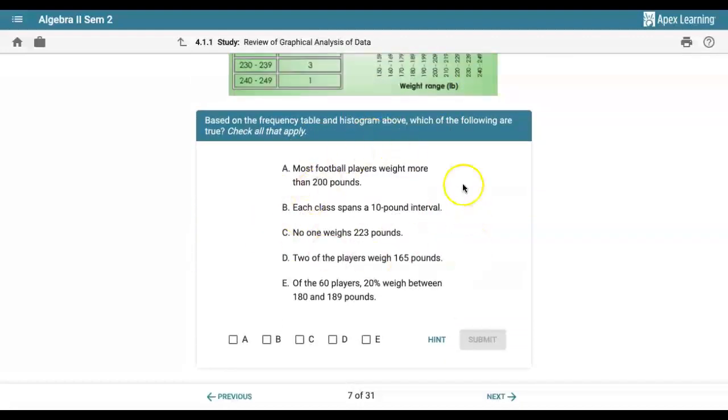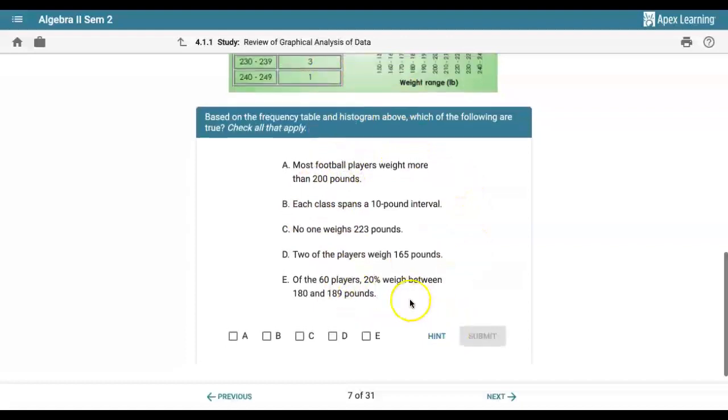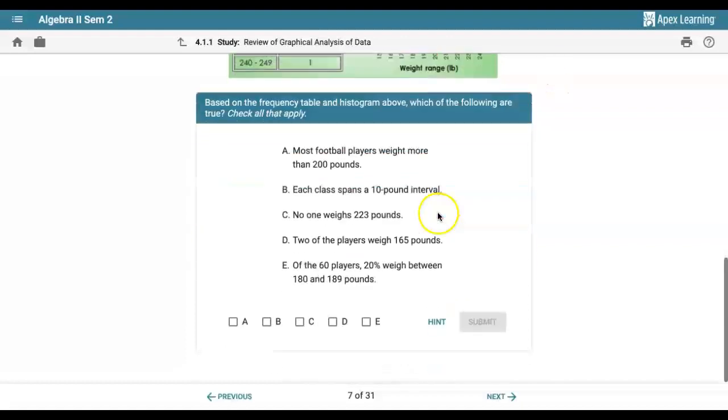Then I'll let you take a minute to look at our histogram above and answer which of these apply for the data that's being shown here.